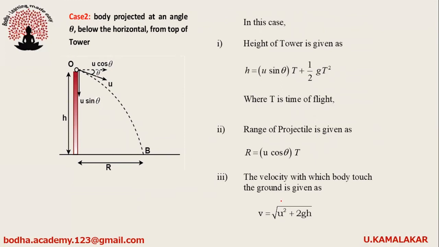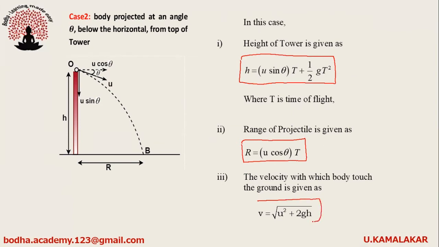Case 2. Body projected at an angle theta below horizontal from the top of tower. Then in this case, height of tower is given as h = u sine theta into t plus half gt square, where t is time of flight. Range of projectile is given as R = u cos theta into t. The velocity with which body touches the ground is given as v = under root u square plus 2gh.